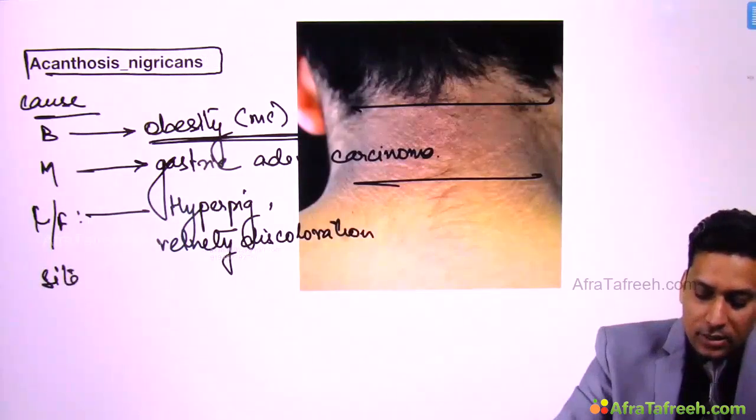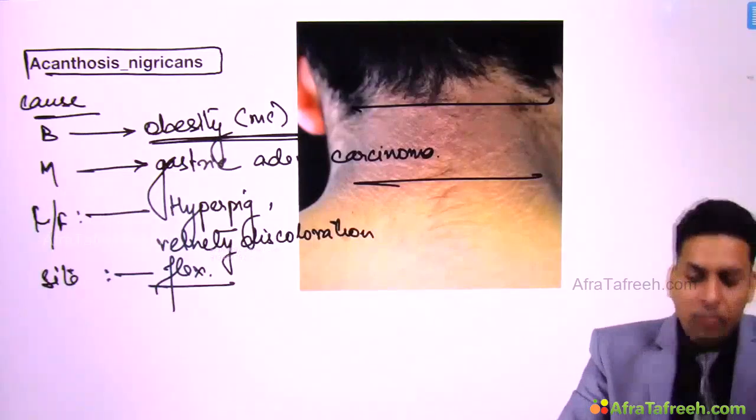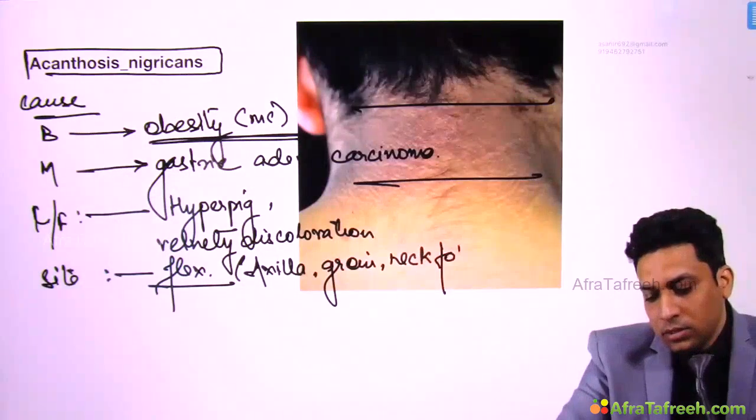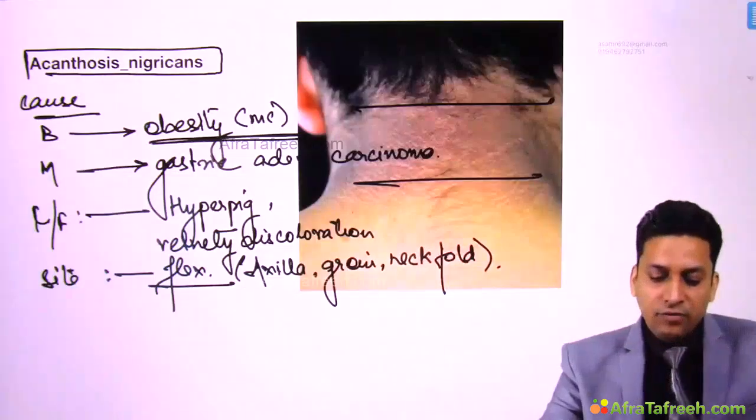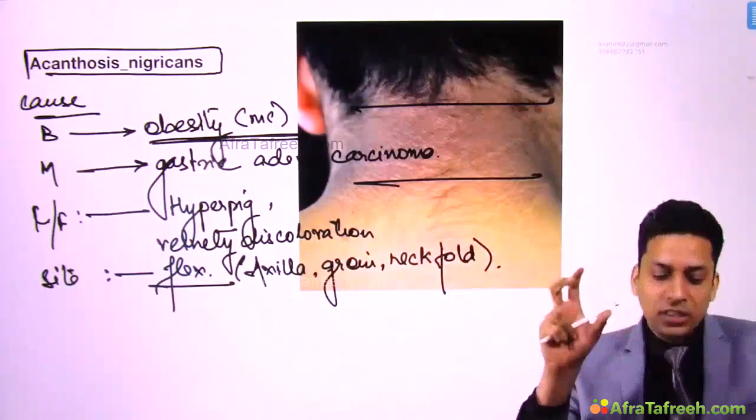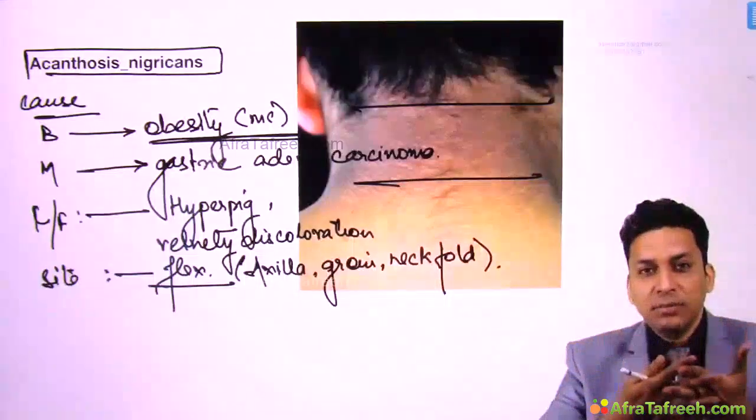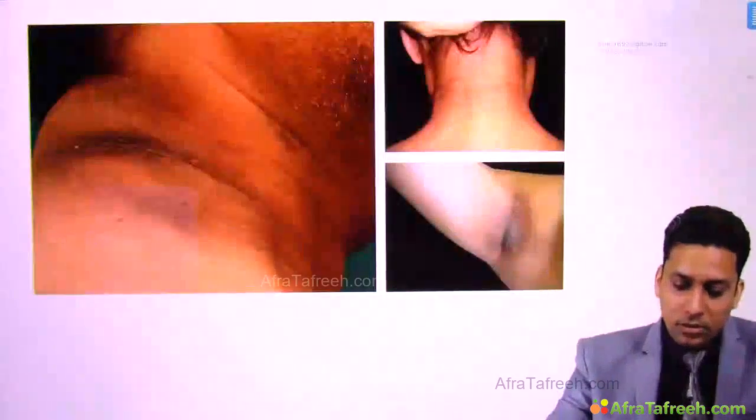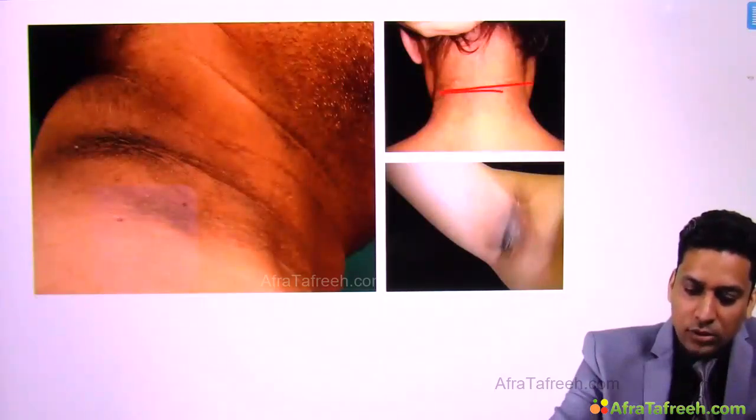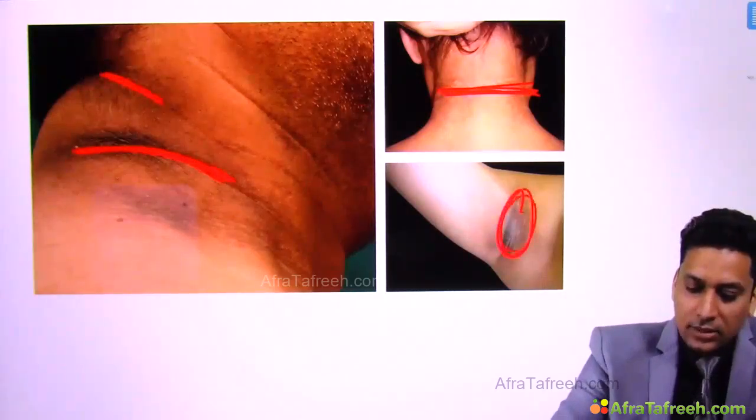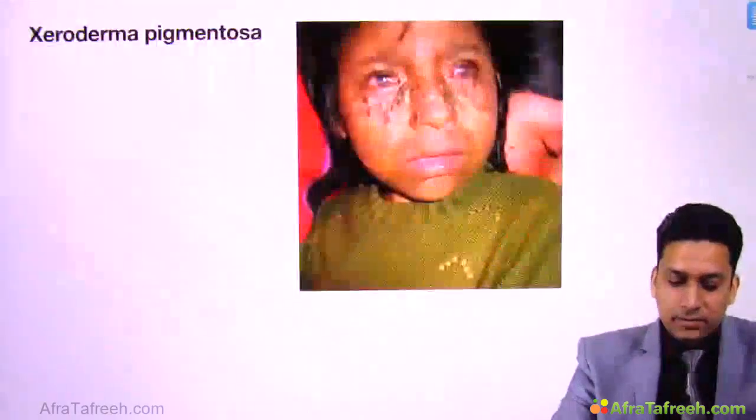over flexures. Commonly occur over flexures. Flexures like axilla, groin, neck folds. So folds are commonly involved, like axilla, groin, neck folds. So over this you will get this velvety hyperpigmented lesions, and commonly this will be seen in the obese individuals. Now because obesity is the most common cause, what is the treatment? So treatment is generally ask the patient to reduce weight. Here also again you can see over neck folds, in the axilla. All these are the cases of acanthosis nigricans.